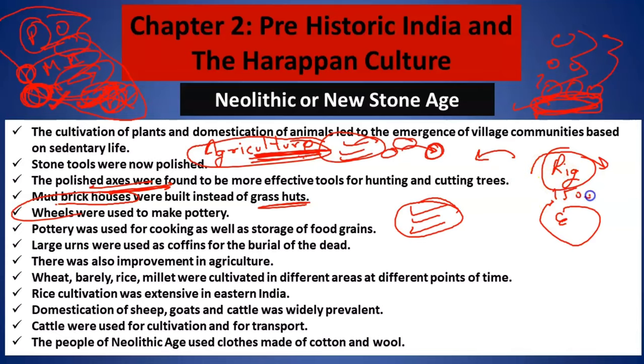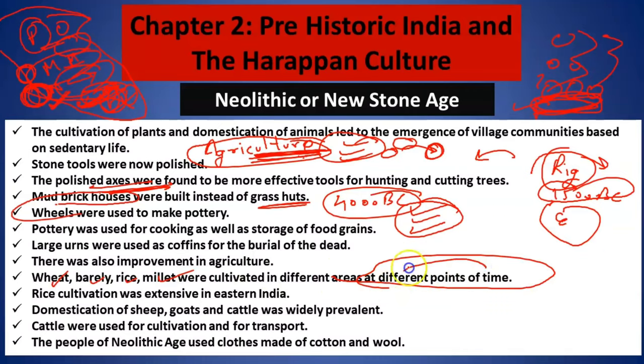The Rig Vedic era started from 1500 BC. Right now, we are talking about somewhere around 4000 BC. Please imagine this time difference. Now they started growing wheat, barley, rice, millets in different areas at different points in time. So it didn't happen that at 4000 BC they started growing wheat in all parts of the world. Maybe at 4000 BC, wheat was grown, let's say, in India. In Mesopotamia, barley was grown. Rice cultivation was extensive in the eastern area.